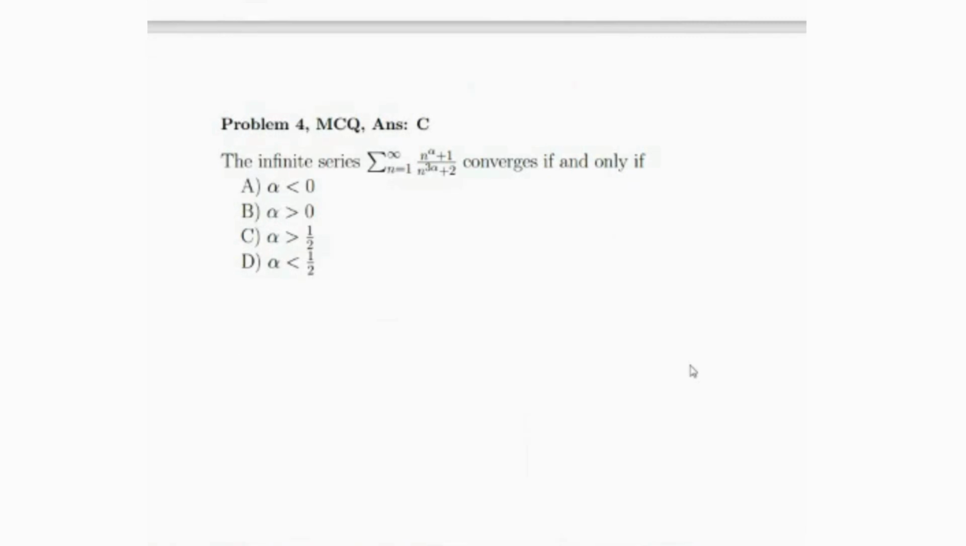Here we have an infinite series, summation n from 1 to infinity, (n to the power alpha plus 1) by (n to the power 3 alpha plus 2), and we have to check the condition for convergence of the series based on the values of alpha.